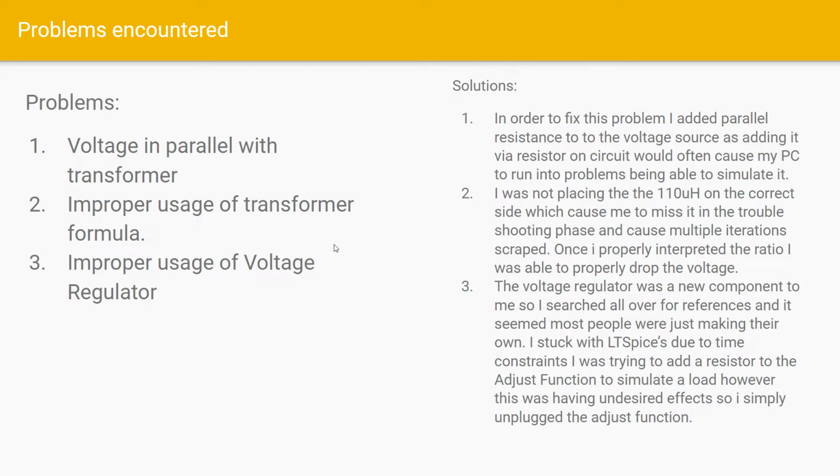Let's go back. So then our final issue was with the voltage regulator. The voltage regulator was a new component for me, so I searched all over for references or anything, and it seemed like most people were just making their own versus the one provided to us. So I just stuck with the one provided by the software due to my time constraint. I was trying to add resistance or stimulate it with another DC source at the bottom of the adjustment function. However, that was just causing us to have undesired effects, so I simply unplugged the adjustment function and left it alone.